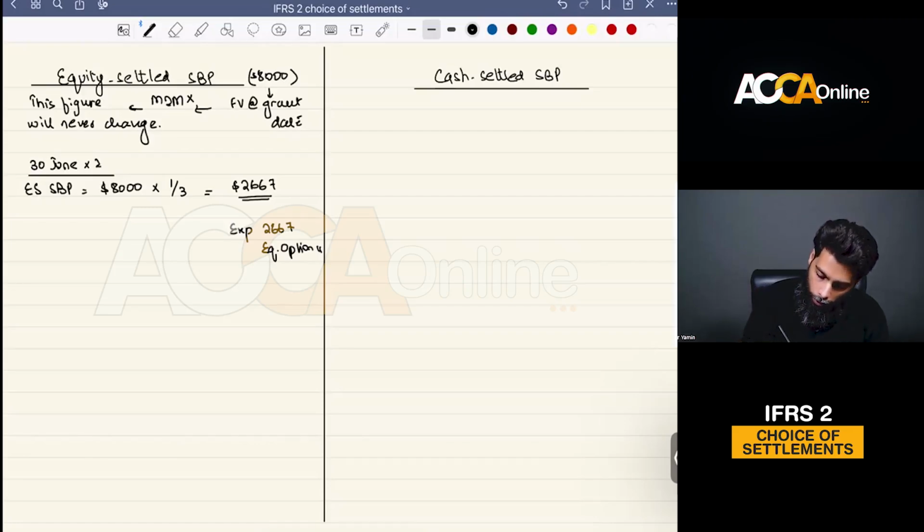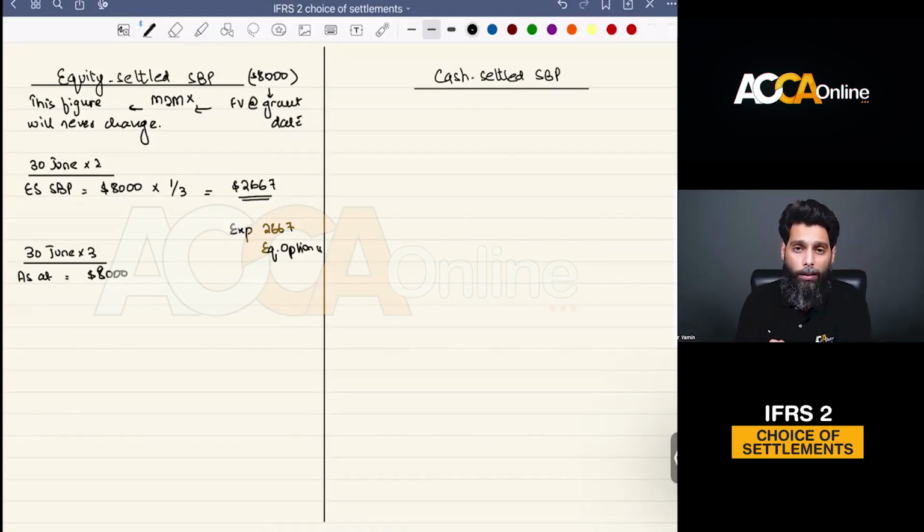Sir, what are we going to do in the next year? What about 30th June X3? My friends, it is very easy. You first determine what should be the as-at figure. Now, $8,000 was the complete figure for 3 years. As at 30th June 20X3, 2 years have passed in the vesting period out of 3. So you multiply by 2 divided by 3. Can anybody tell me what is 8,000 divided by 3 multiplied by 2?